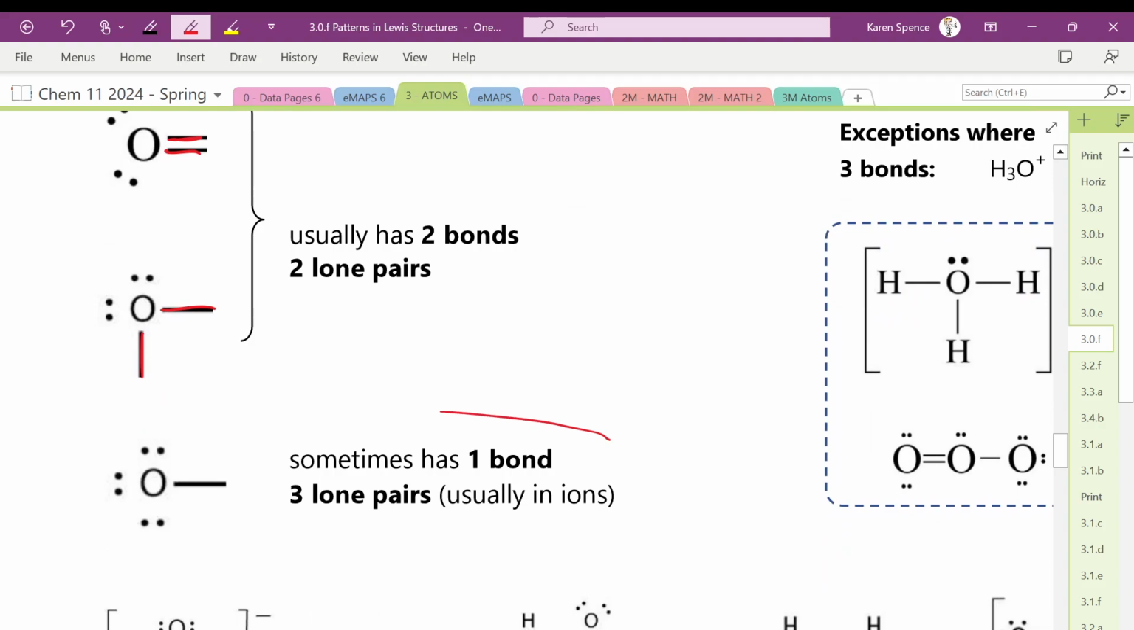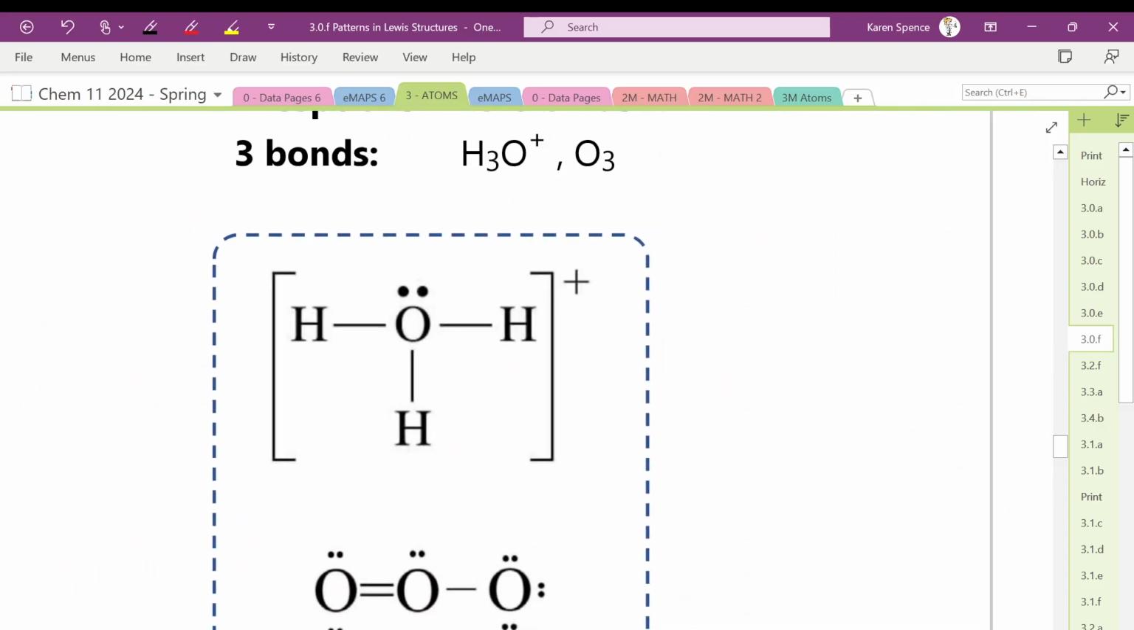Oxygen, sometimes it has 1 bond, but usually that's in an ion. Because what an ion will do is it'll throw an extra electron in there. So instead of having two unpaired electrons, you'll only have 1 unpaired electron. But we'll learn how to do this later. Okay, but usually 2. And occasionally, oh my gosh, it can have 1, 2, 3. But again, we'll learn this later.